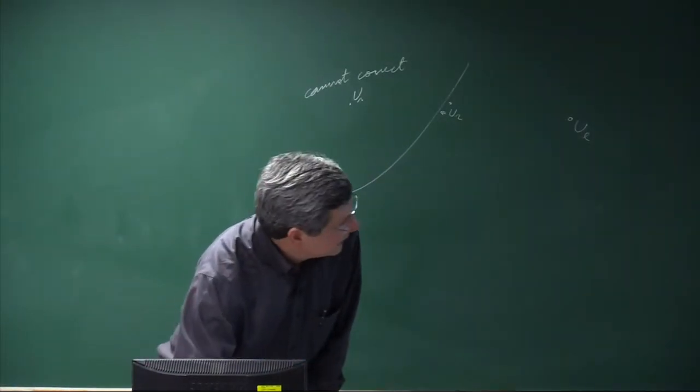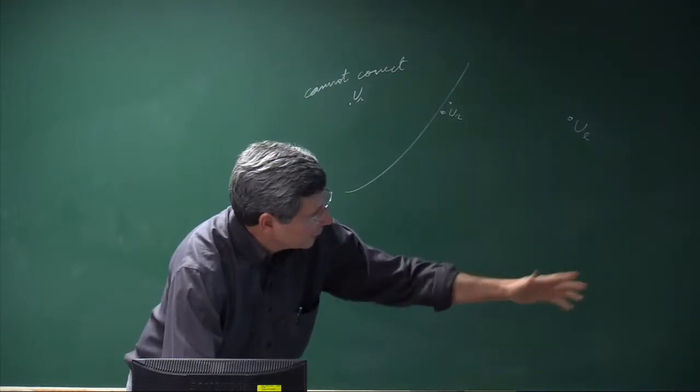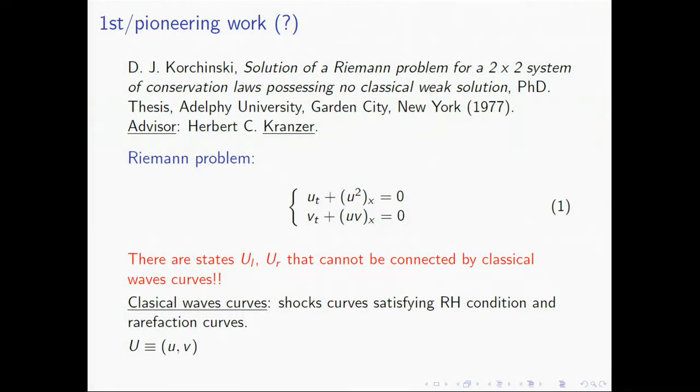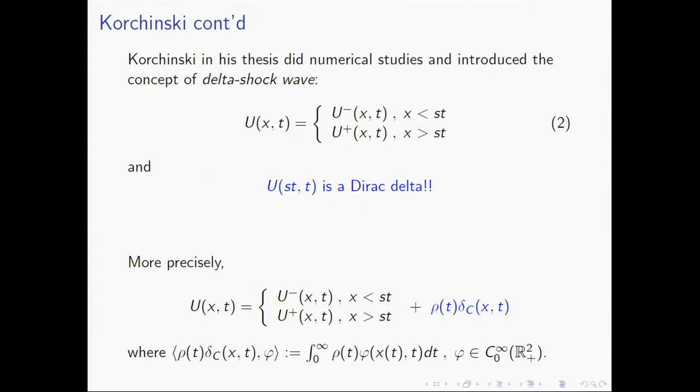By classical waves, I mean shock curves satisfying the Rankine-Hugoniot condition and rarefaction curves. This I already told. Korchinski made some numerical studies, and then he introduced this concept of delta shock wave. In fact, the solution that he found for the Riemann problem for that system with certain states was a classical wave plus a Dirac delta along a curve.